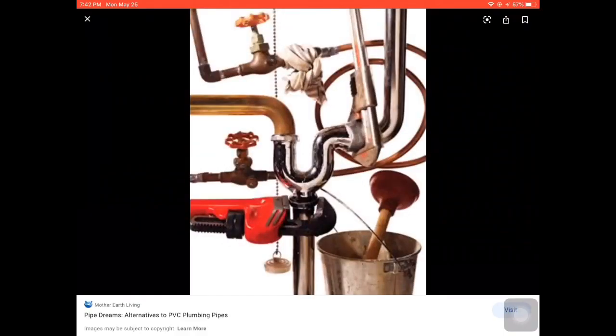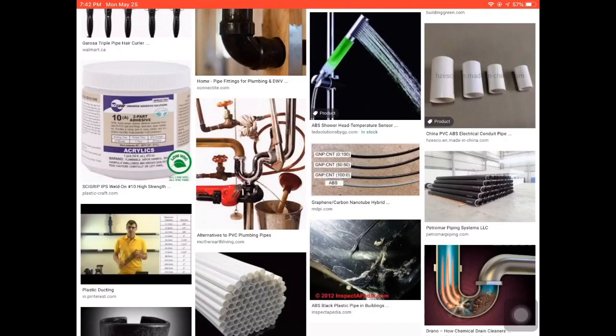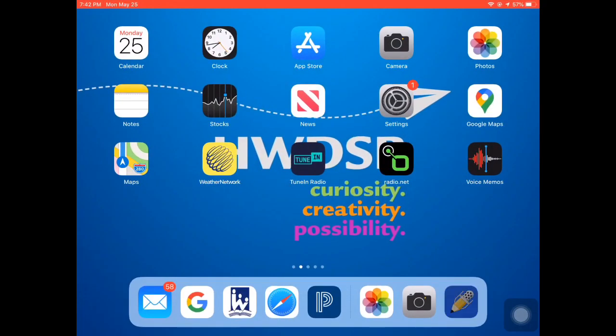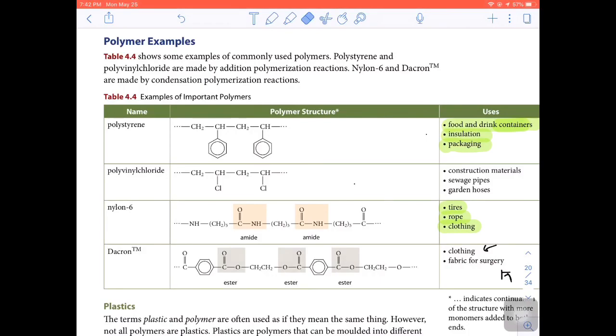You've got a big wrench there trying to take the bottom piece off. It looks like there's pipes going every which way. It looks like there's a rag wrapped around one that's probably leaking. All over the place, just a big mess. So PVC has really changed the world of plumbing. I'll come back to PVC in a minute.